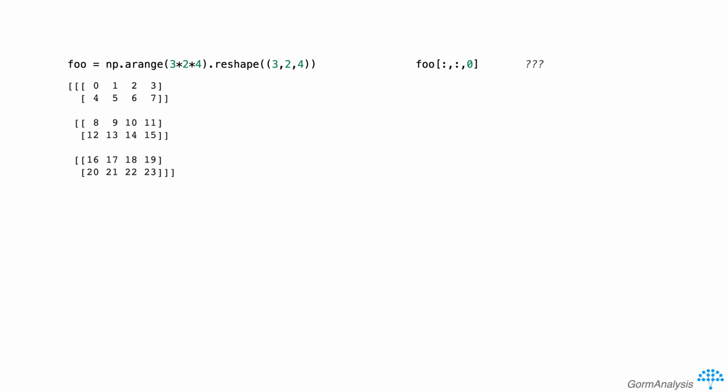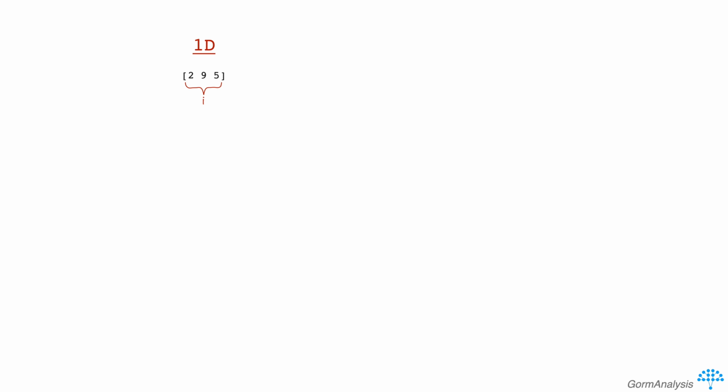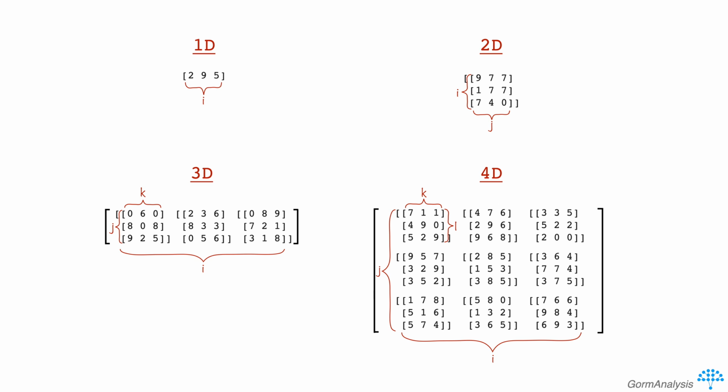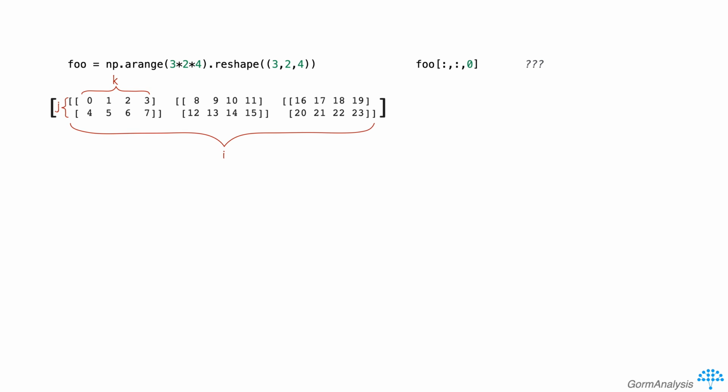Recall the mental model for interpreting an n-dimensional array. If you have a 1D array, think of a single row of values. If you have a 2D array, think of a matrix. If you have a 3D array, think of a row of matrices. If you have a 4D array, think of a matrix of matrices, and so on. In this case, we can think of foo as a row of matrices where element ijk corresponds to the ith matrix, the jth row, and the kth column.